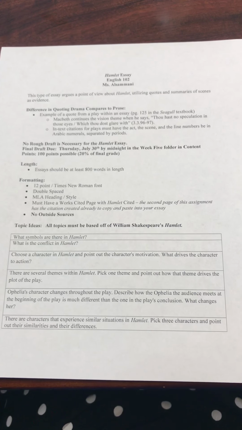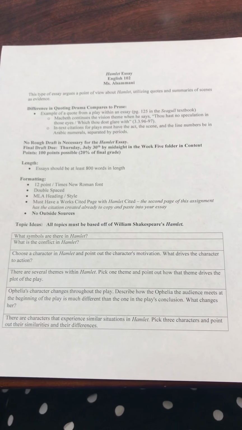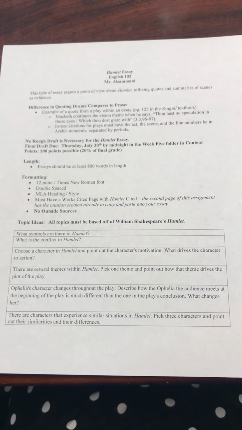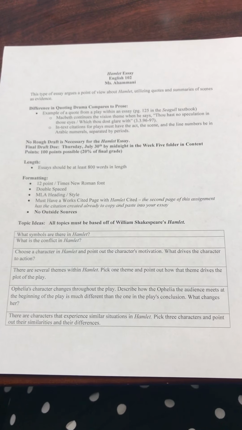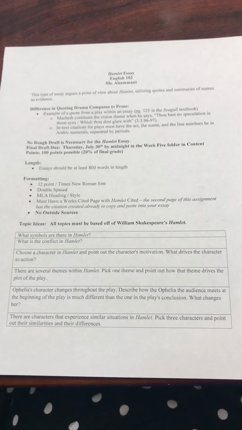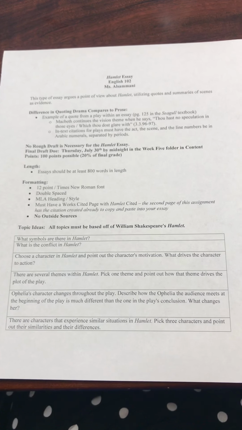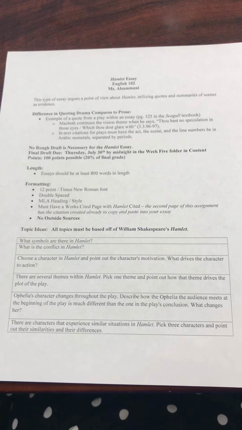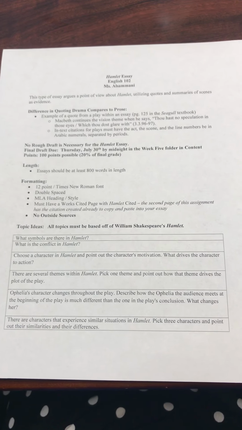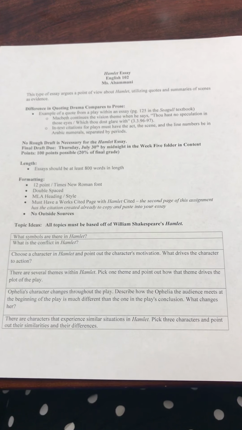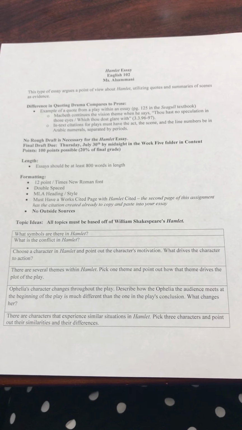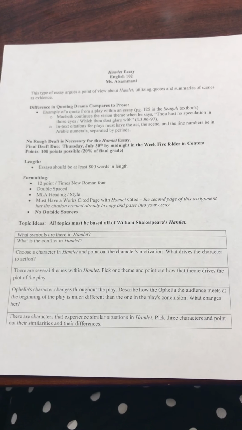The final draft is due on Thursday, July 30th by midnight in the Week 5 folder and content. It's worth 100 points and it's 20% of your final grade. The essay should be at least 800 words in length, but once you've quoted some from the play and your works cited page does count towards that word count, it shouldn't be that difficult to get to 800 words because really 500 words is like an average English 101 essay, so it's really not much longer than the English 101 essays.